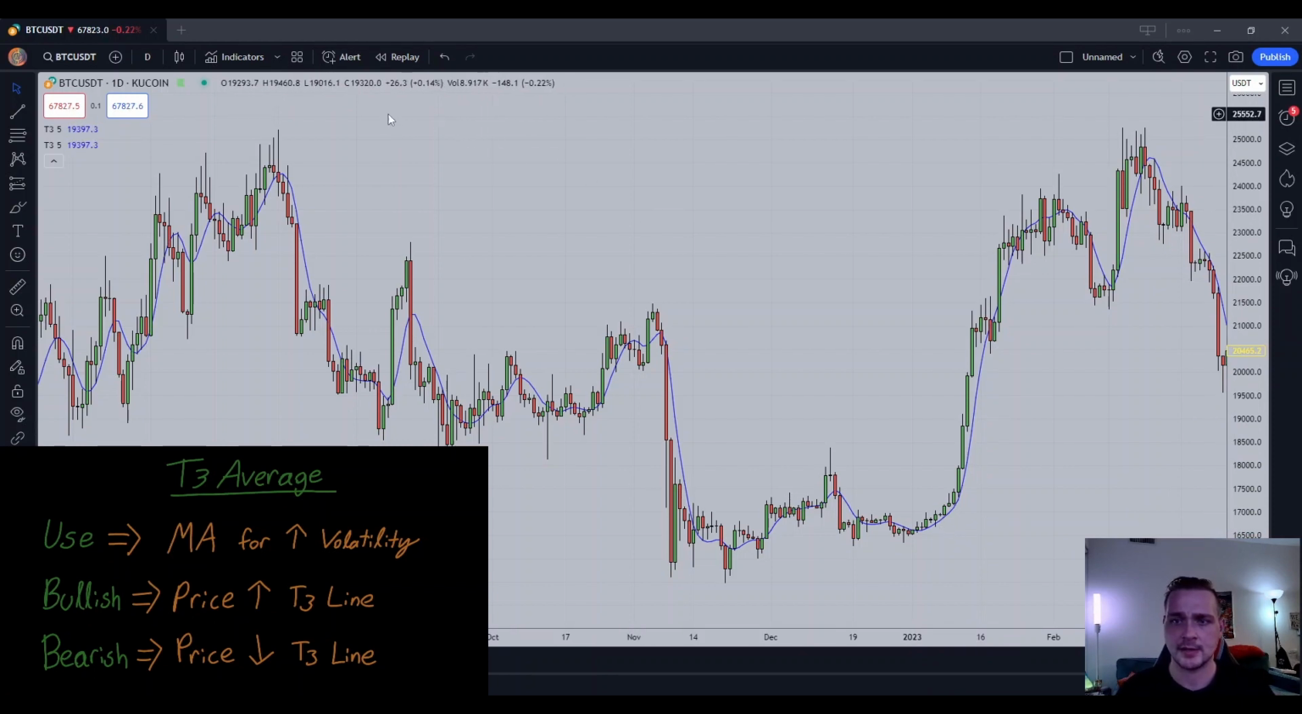On the flip side, a bearish signal would be the price action generally staying under the T3 line. As you can see here, late 2022, generally the T3 is staying on top of the price action until 2023, and then we see the trend shift. It starts to be under the price action.